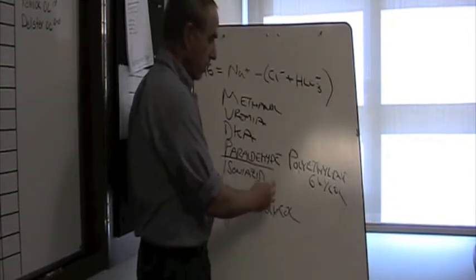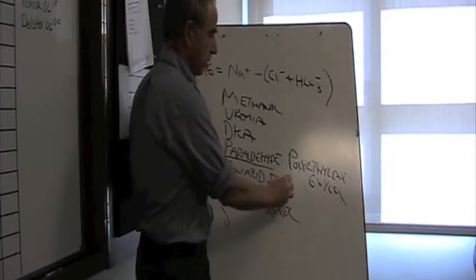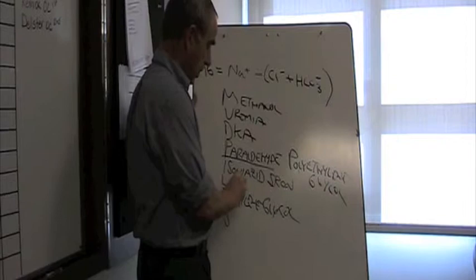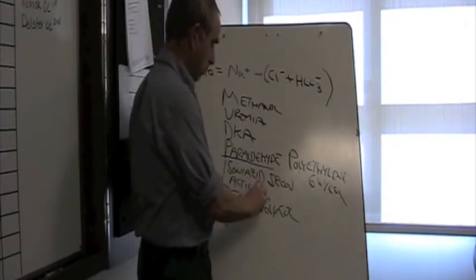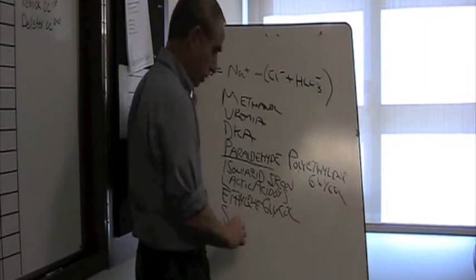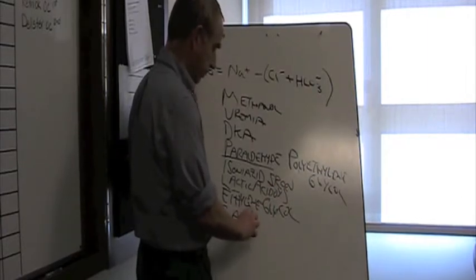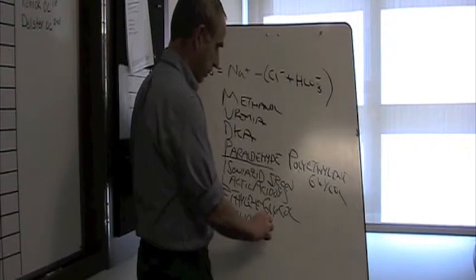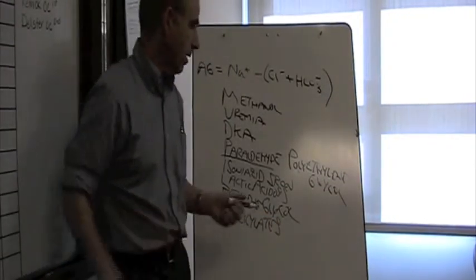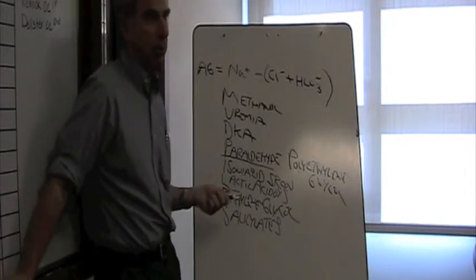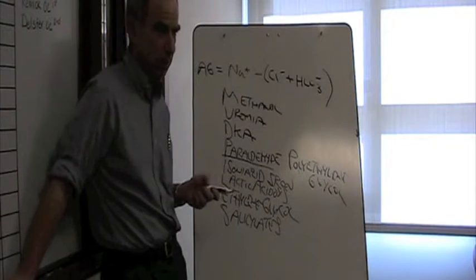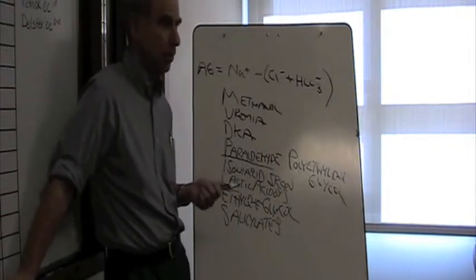Anything else? Also iron overload can do it. Okay, and what's the L? Lactic acidosis. And the S? Salicylates. Okay, so if you have somebody with an increased gap, then you should go through this list and try and figure out if any of these might be causing the increased gap acidosis.